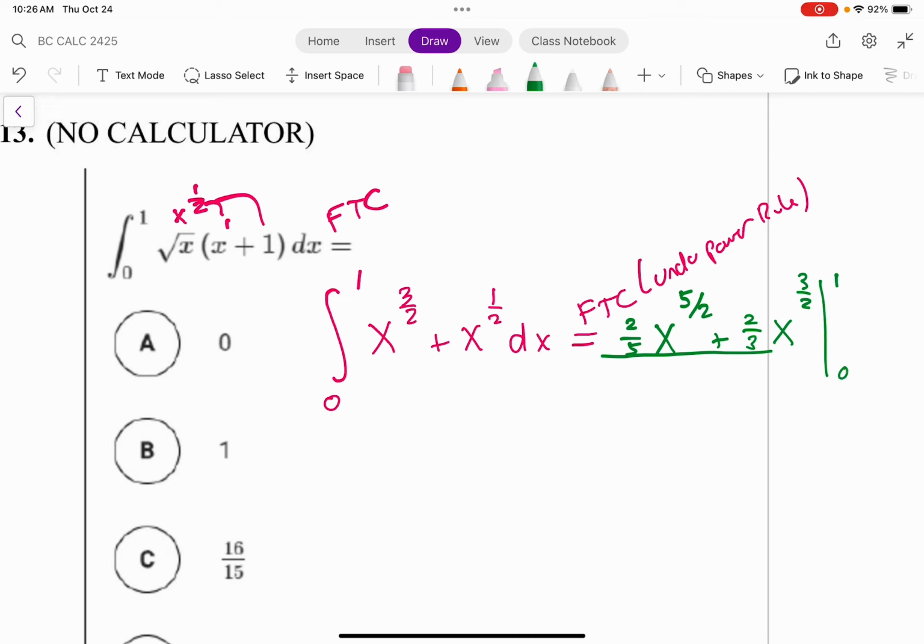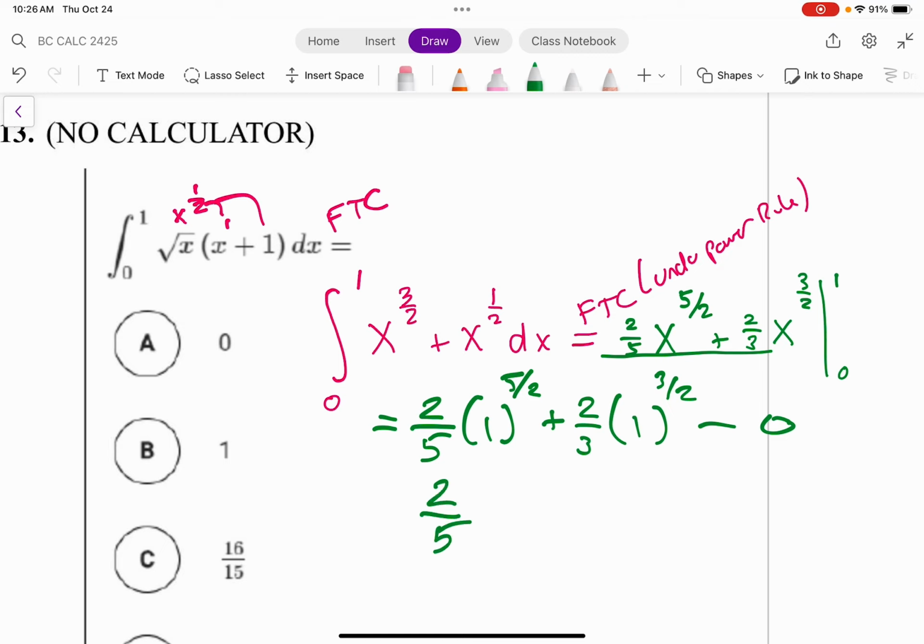And now, the nice thing is when we plug in 0, the expression vanishes, right? Because they're just x's, which will turn into 0. So this ends up just being 2/5 times 1 to the 5/2, plus 2/3 times 1 to the 3/2, minus, now I'm just going to get 0 when I plug it in, so I might just anticipate that. 1 to the anything there is 1. And then I get this.